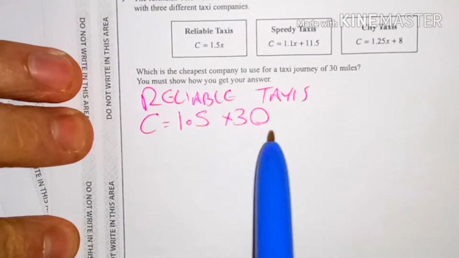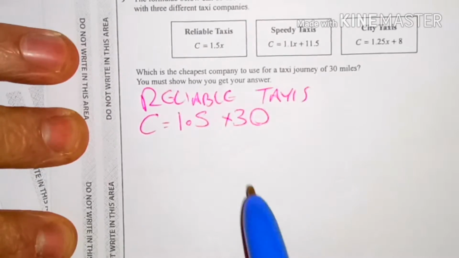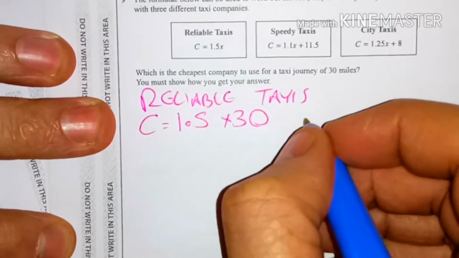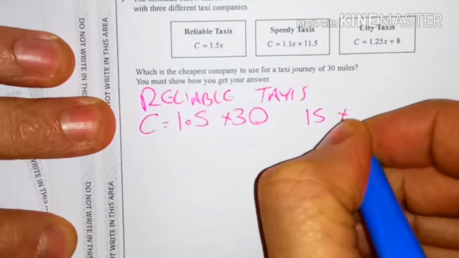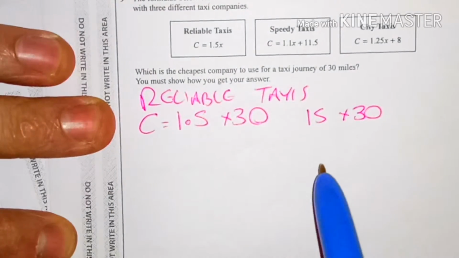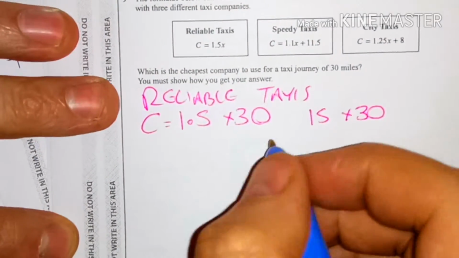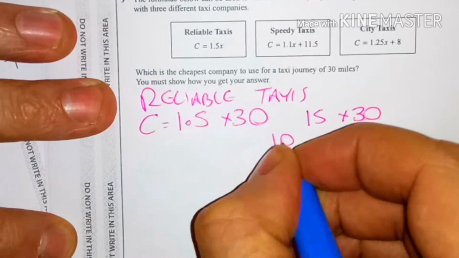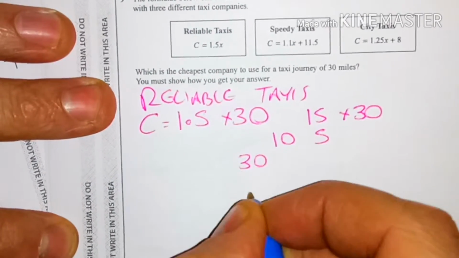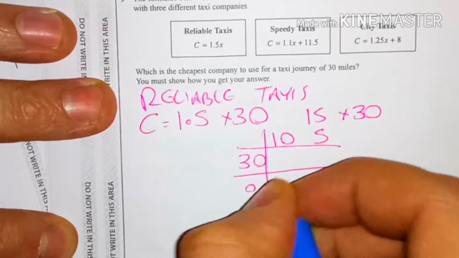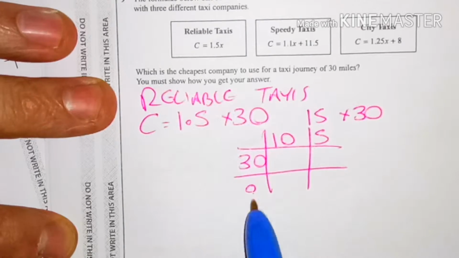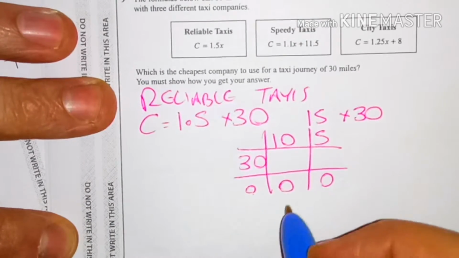Now, some of you might not know how to multiply this. The easiest way to multiply decimals is just do 15 times 30. You can use your lattice or your grid or your column method. I'm going to use my grid method. 10 and 5, 3 and 0. You might think, well, I've written a 0, I've just written 0 just for the sake of it. I don't really need to.